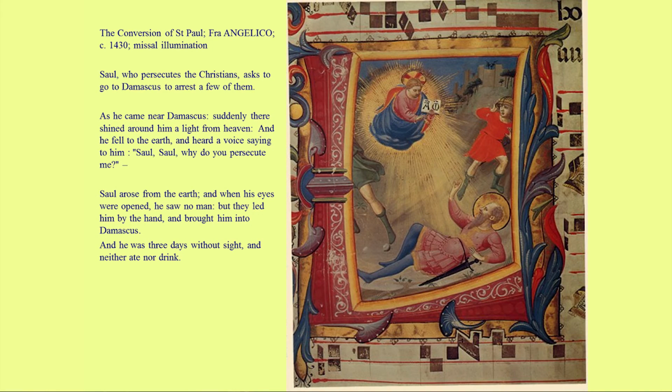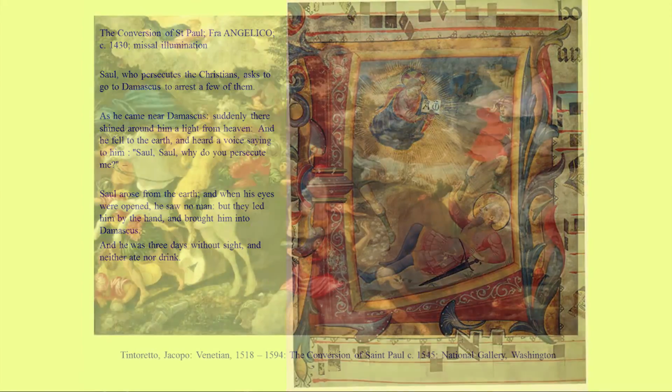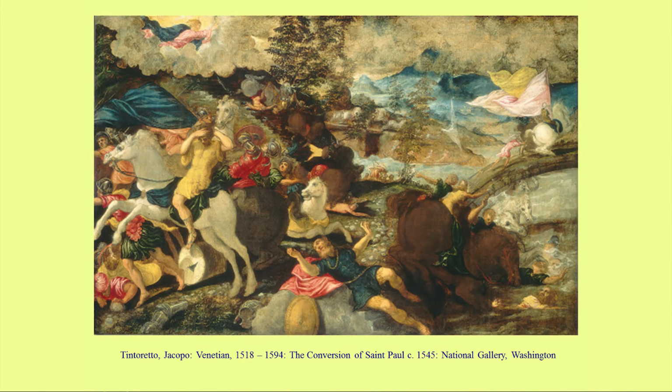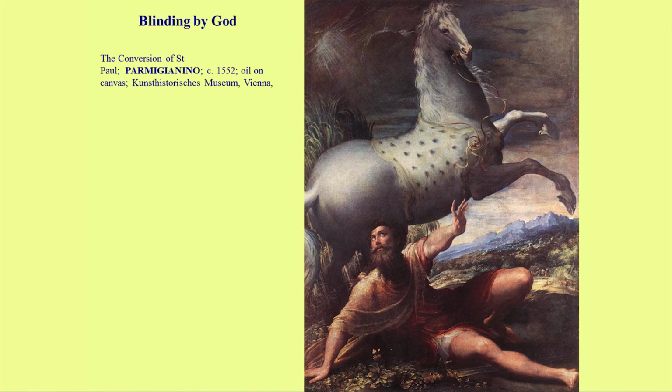Beautiful image by one of the greatest, Fra Angelico. Commonly done, here's Tintoretto, with his beautiful colours, typical of the Venetian school. St. Paul down here, this enormous, busy image. A little bit more personal here with a shying horse that's frightened from Parmigianino.